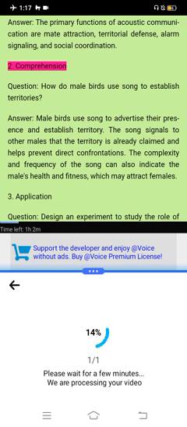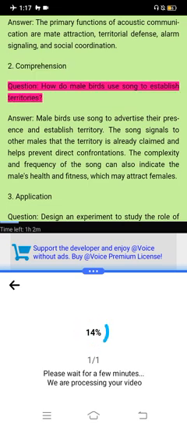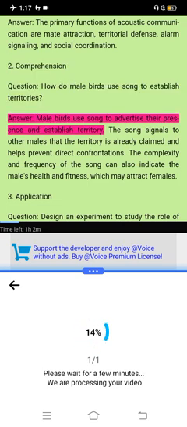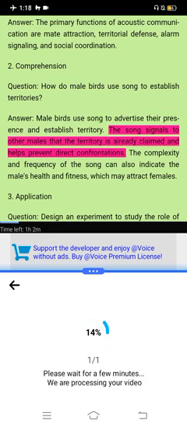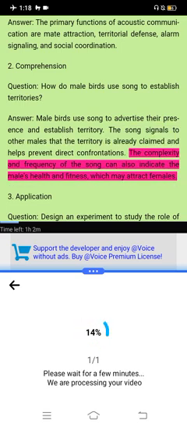2. Comprehension. Question. How do male birds use song to establish territories? Answer. Male birds use song to advertise their presence in an established territory. The song signals to other males that the territory is already claimed and helps prevent direct confrontations. The complexity and frequency of a song can also indicate the male's health and fitness, which may attract females.